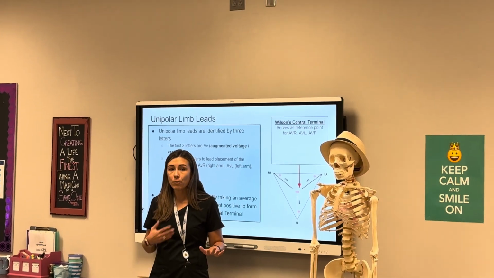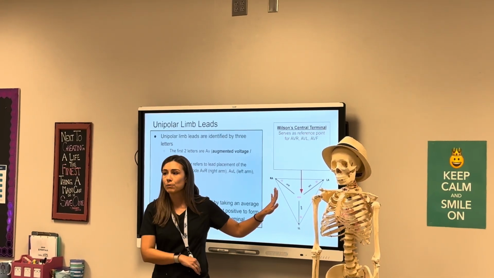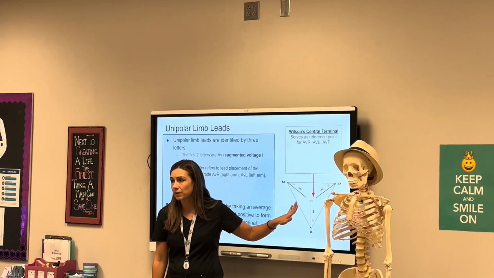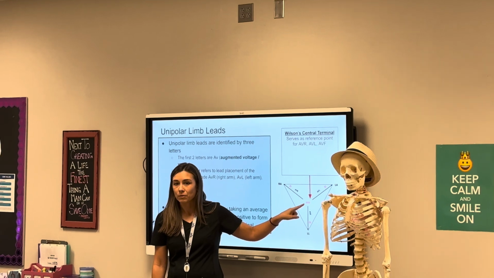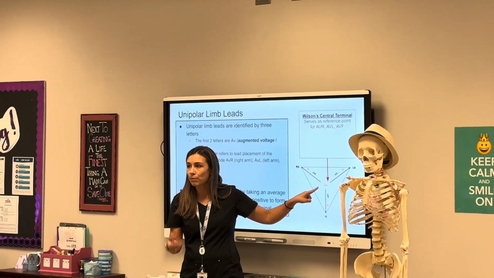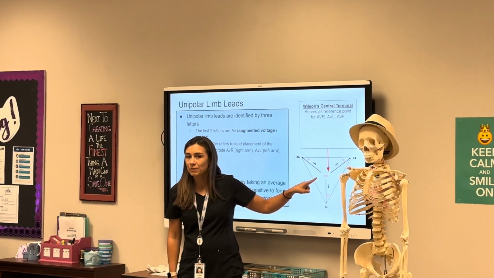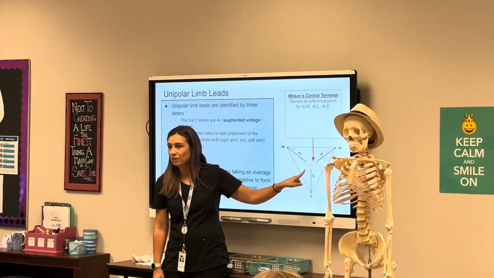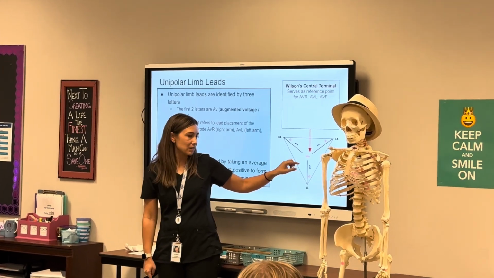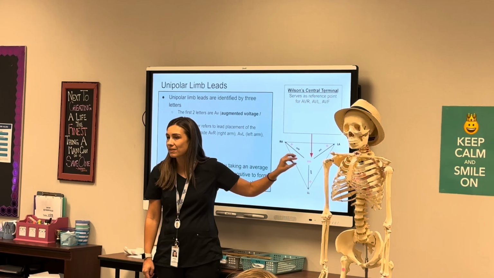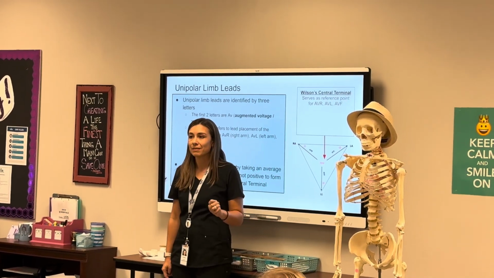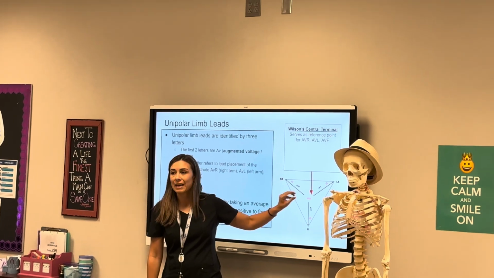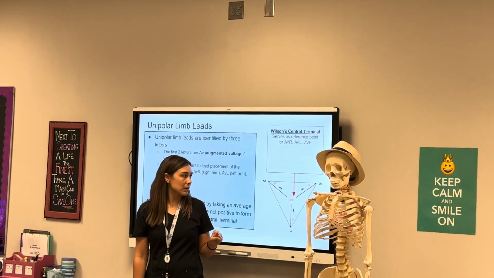Once again, who made Wilson Central Terminal? Who's telling what poles are what? The machine. So who created Wilson Central Terminal? The machine, okay? So we just know the machine creates this negative center, which means that all of our limb leads are now what? If your center is negative, what are these? They're all gonna be positive.